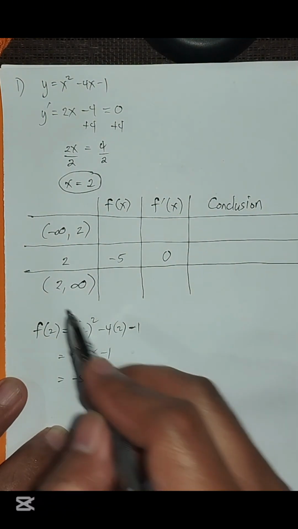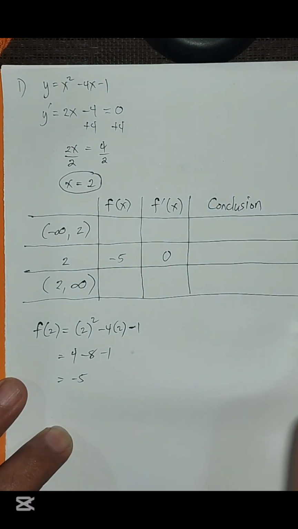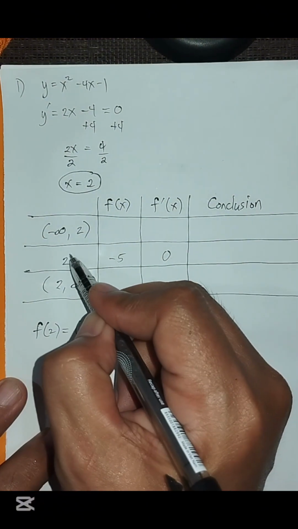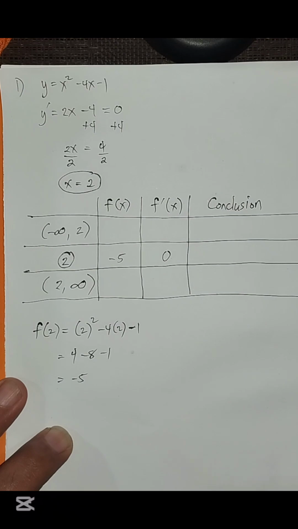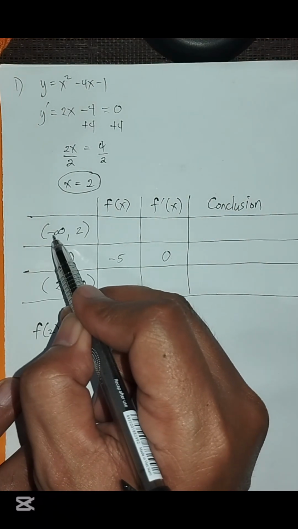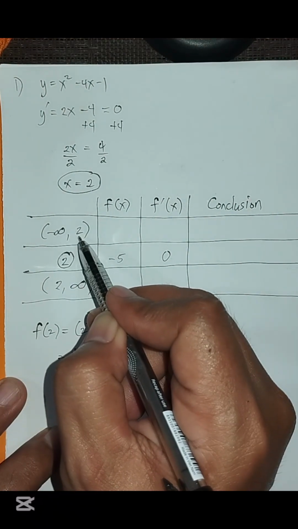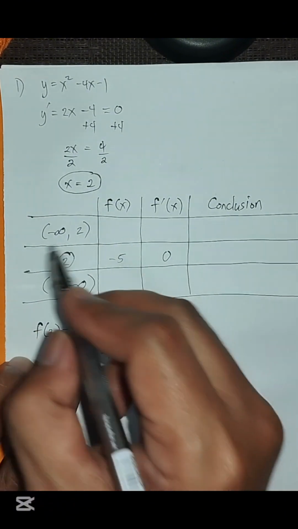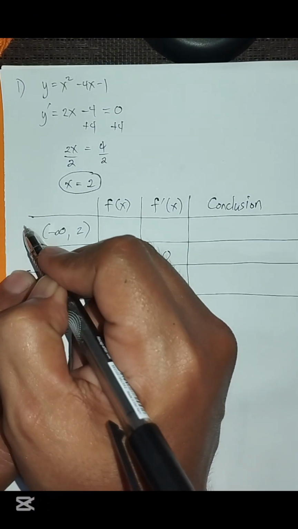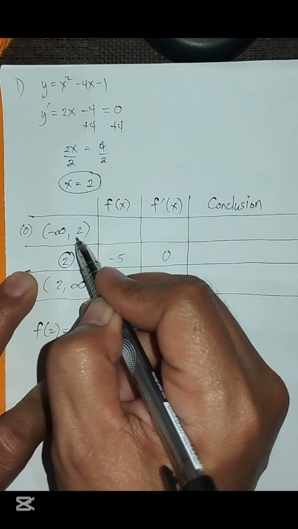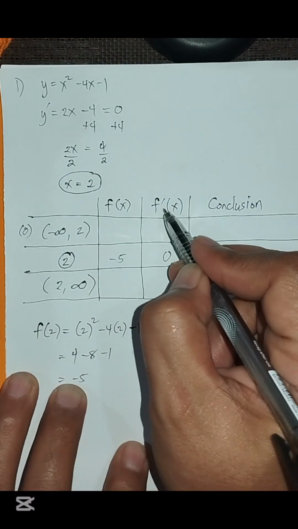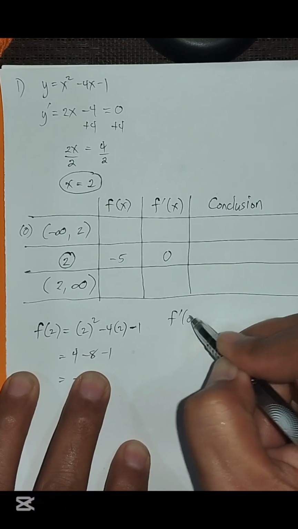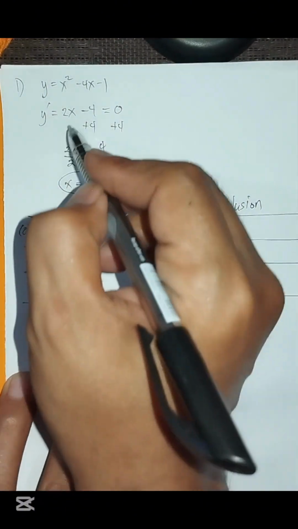Okay, and then let us solve the sign to the left and to the right of the critical number 2. So choose a number from this interval, negative infinity up to positive 2. So choose any number. So let's try 0 because 0 is in this interval. And then substitute in the derivative f prime of x. So we have f prime of 0.